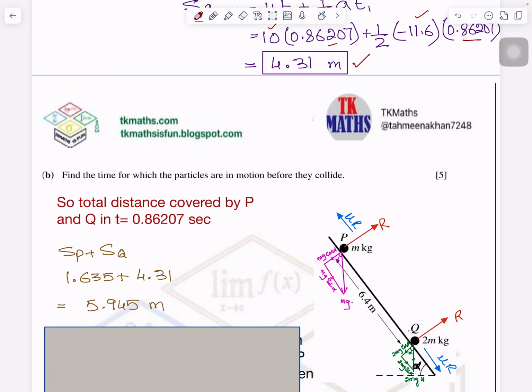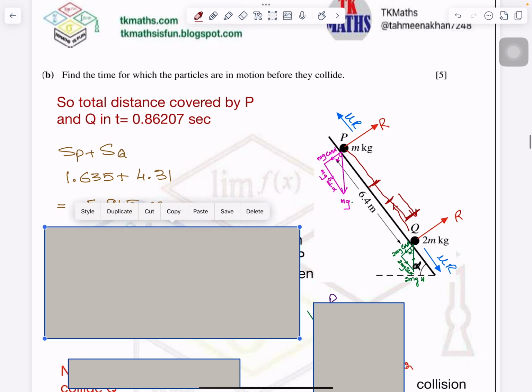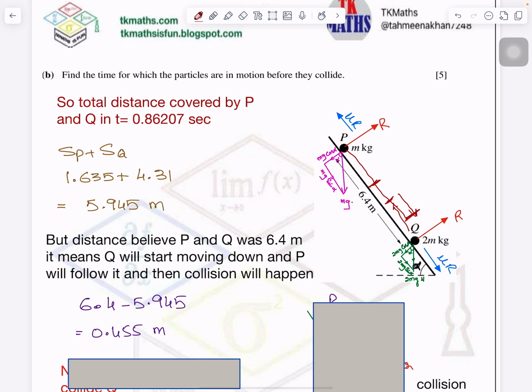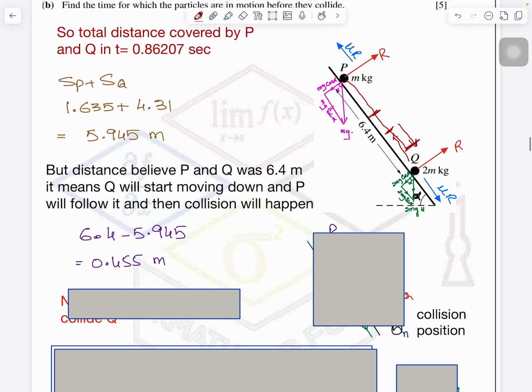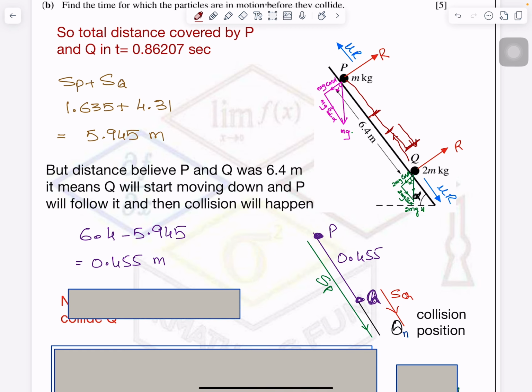It means when Q came from here, it stopped. By that time, P was somewhere here. So now Q will start moving down and P will follow it and then hit it. Because the question is saying, find the time for which the particles are in motion before they collide. Right? So now we are clear about it. Okay, this is the situation. So now it means they have to cover a distance of 0.455 to hit. Sorry, the distance between them at this instant is 0.455.